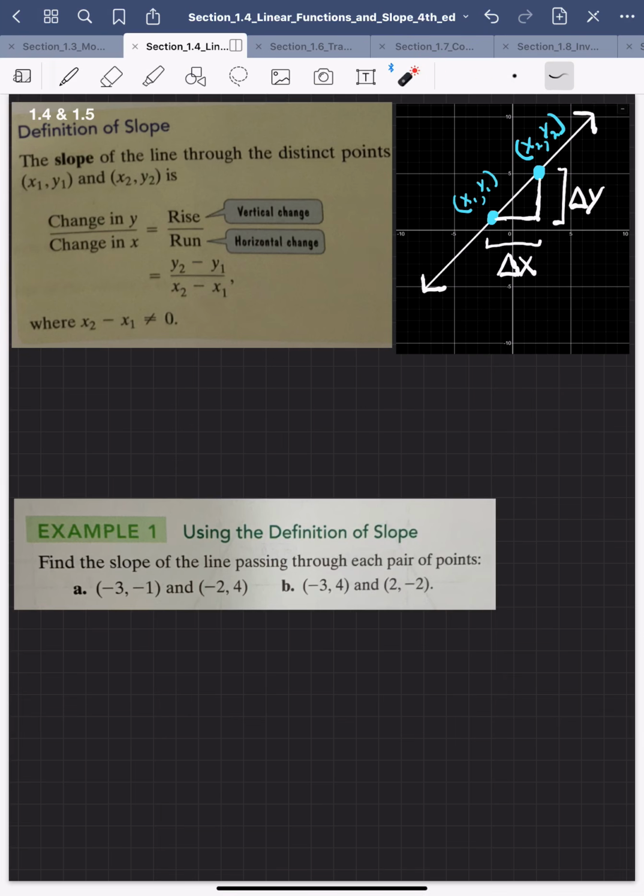Now, the slope is just a fraction. It's just a ratio. It's the change in y divided by the change in x. Some of you may have learned this as rise over run, but the rise is this part. How much did y change? And the run is this part. How much did the x change? So rise over run. What does that mean? Well, let's see if we can get to this part right here.